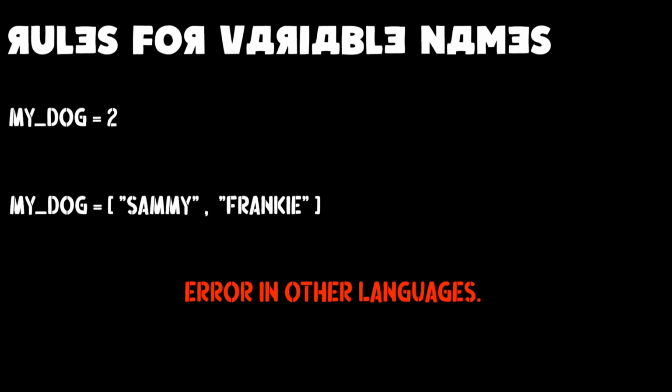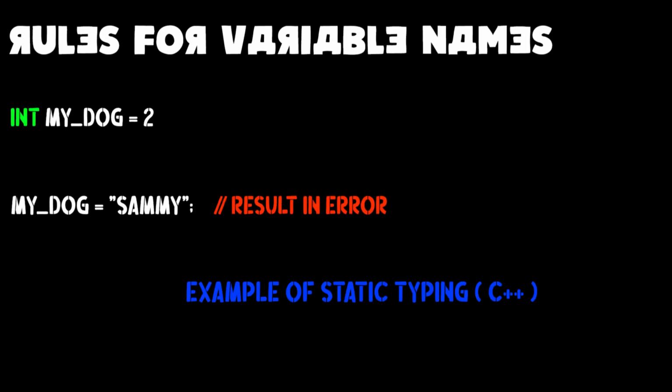For instance, if you are using C++, you would do something like this: you first write the type of the variable, like int myDog, and then assign a value like 1. Later on in your code, if you reassign the same type of value, it will work okay, but if you assign something other than an integer, it will give you an error. So this is not okay in C++, because C++ is a statically typed language.